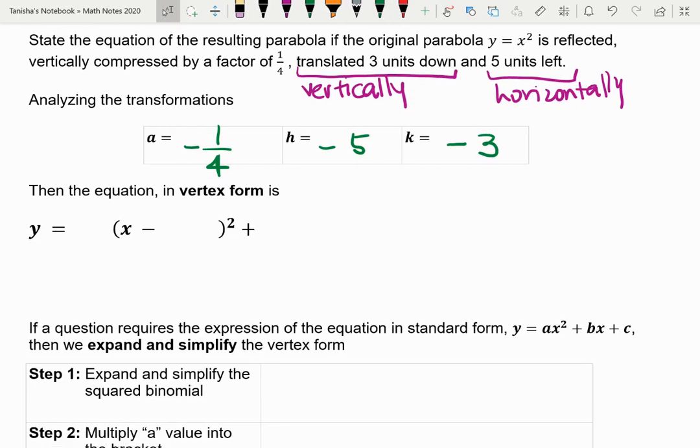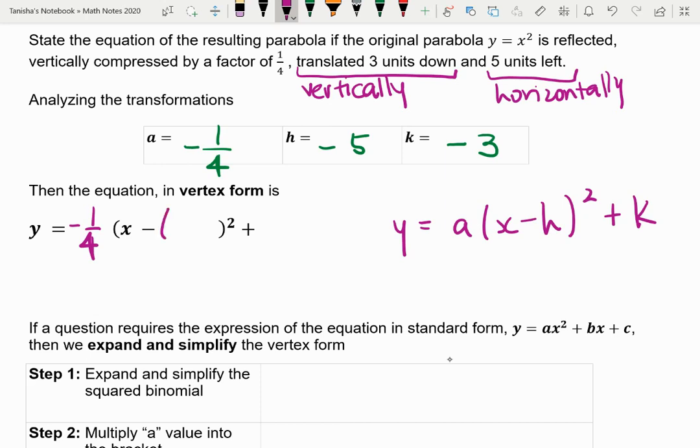Now that we know all of our values for a, h, and k, remembering our vertex form, which I'm just going to write on the side here, y equals a bracket x minus h squared plus k, we just input our values for a, h, and k. So negative 1 over 4, x minus h is negative 5, so we're going to put a negative 5 in there. And then our k value is a negative 3, so we're going to input that.